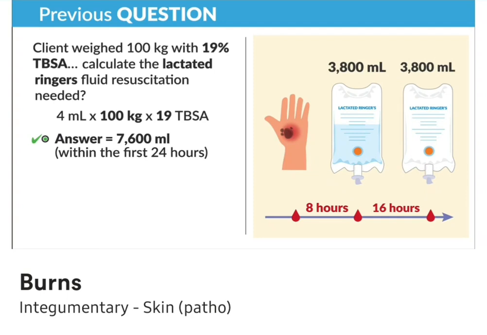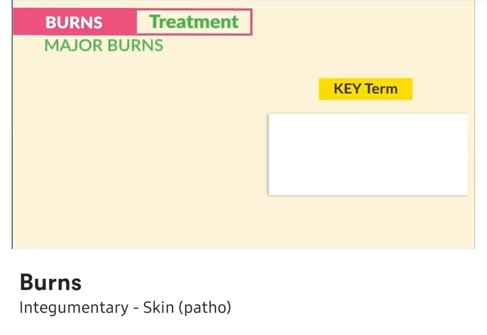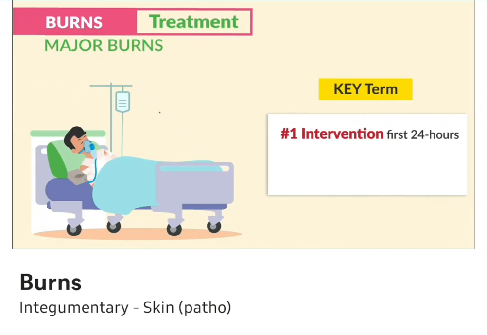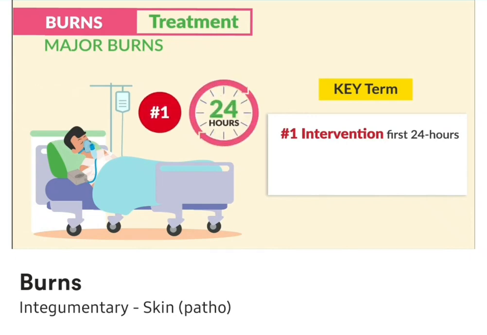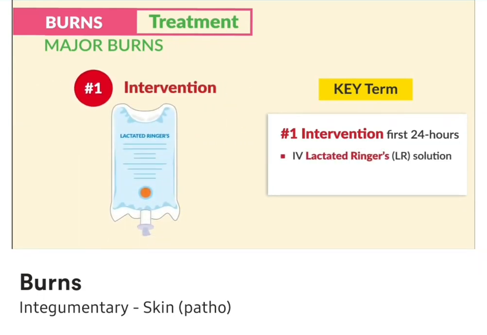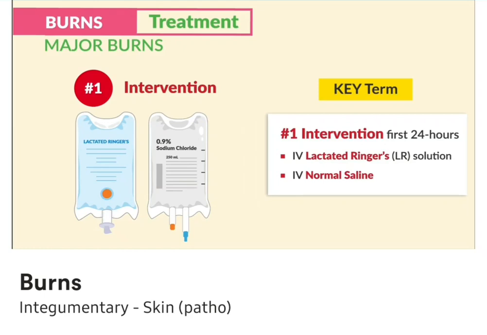But again, I wouldn't focus on this too much for the NCLEX. This is mostly used for your nursing exams. Now for the treatments of major burns, as mentioned before, during the emergent phase, the number one intervention in the first 24 hours, hopefully you wrote this down, we give isotonic solutions like IV lactated ringers and IV normal saline.